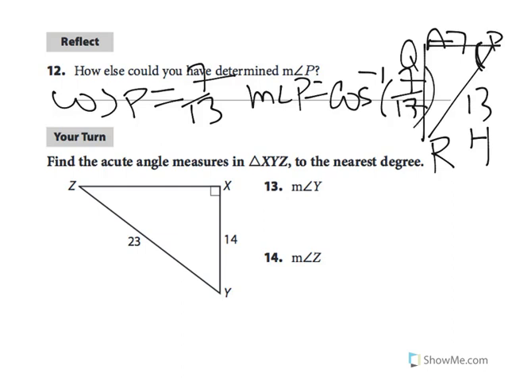Okay, let's go on to your turn. Find the acute angle measure in triangle XYZ to the nearest degree. So try these two out, and in a minute I'll give you the answers.